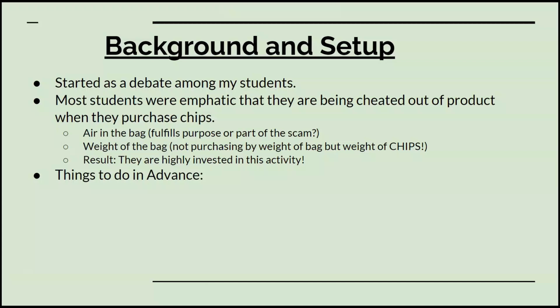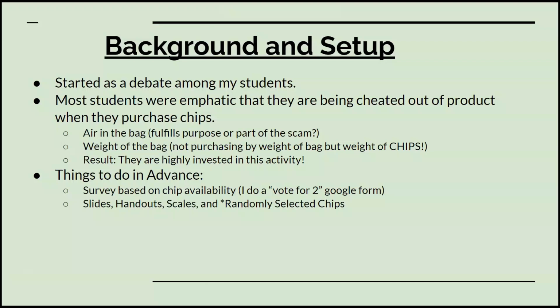So here's how I set up. I do a survey based on the chips that are available to me at my local big box store. I have them vote through a Google Form. Then I prepare slides, handouts, and put together some kitchen scales. You'll need several in order to do this efficiently. And my randomly selected chips.